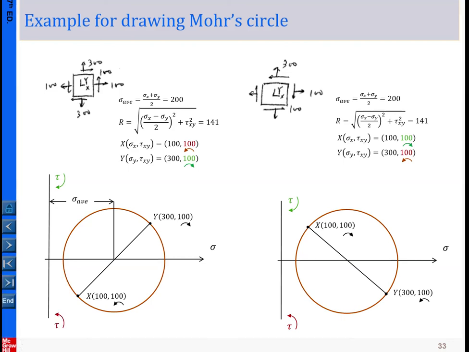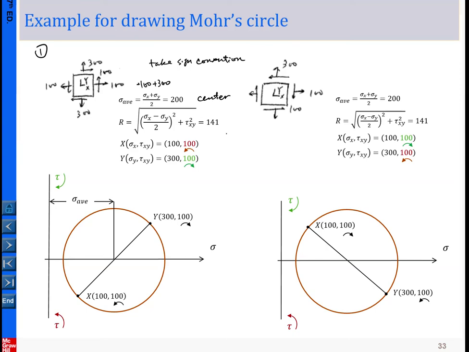Here we have two examples. Let's look at the first example. We are given a state of stress like this one. Again, we first determine the center of the circle. That is the formula I listed here, with sigma x and sigma y, where sigma x equals 100 and sigma y equals 300. Again, you have to take the sign conventions into account. If you remember, normal stresses are positive for tensile and negative for compressive. Here both are tensile, so we take them as positive.